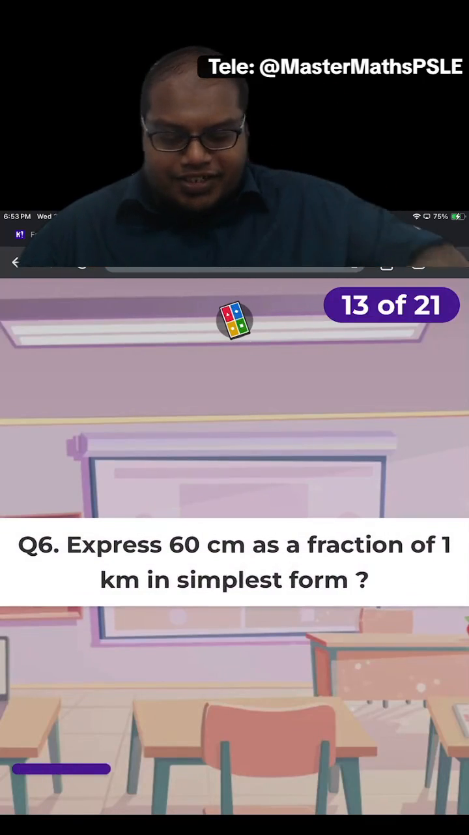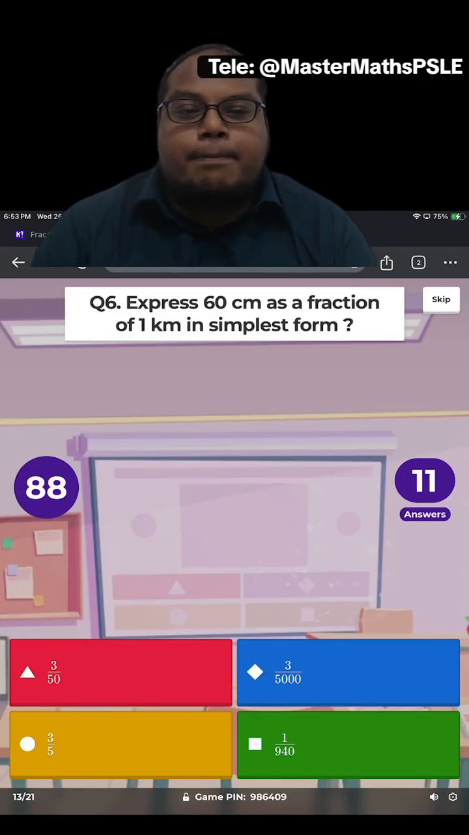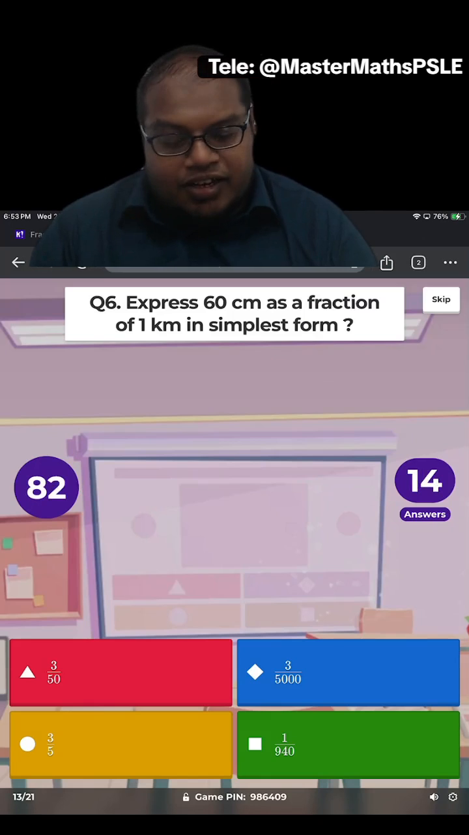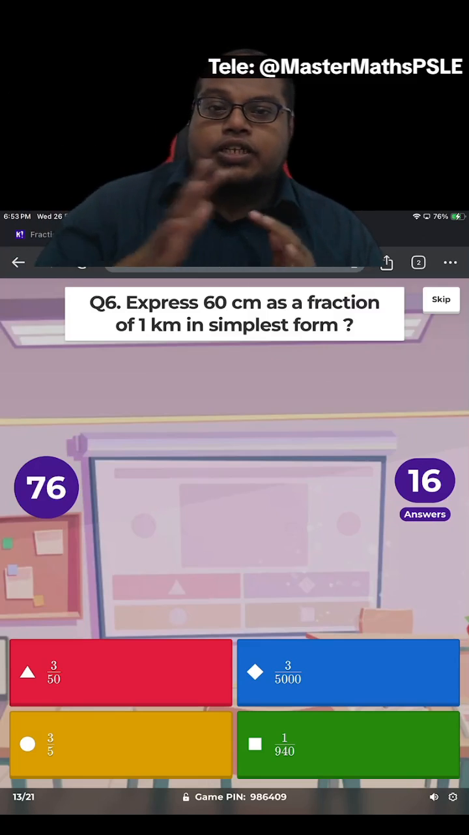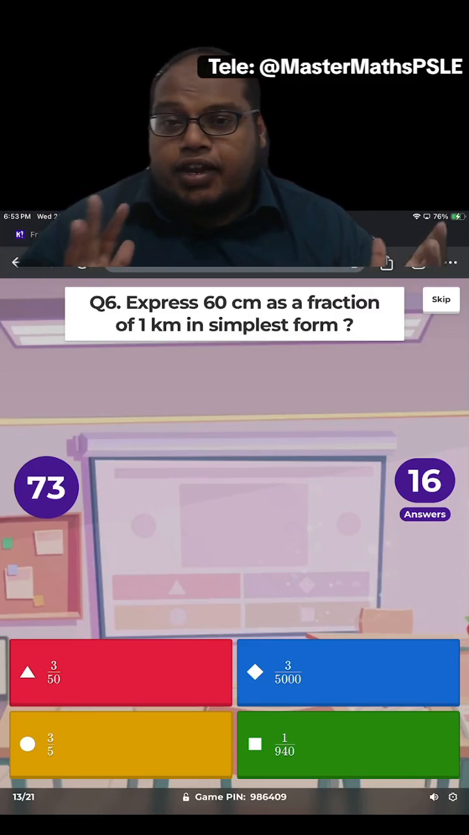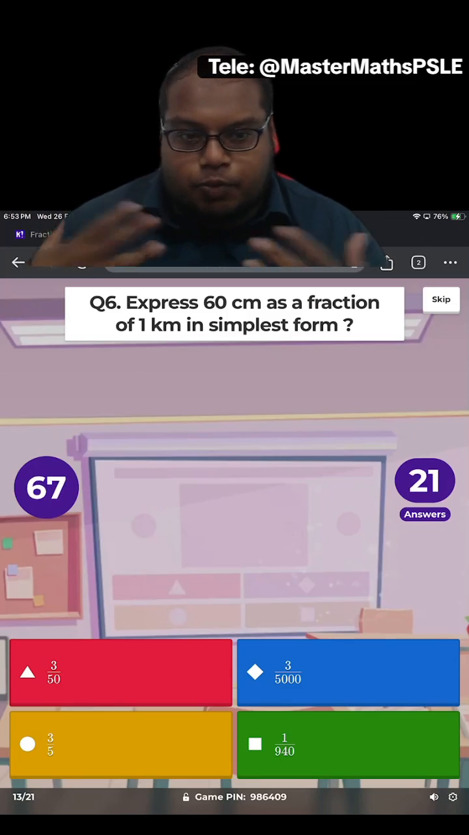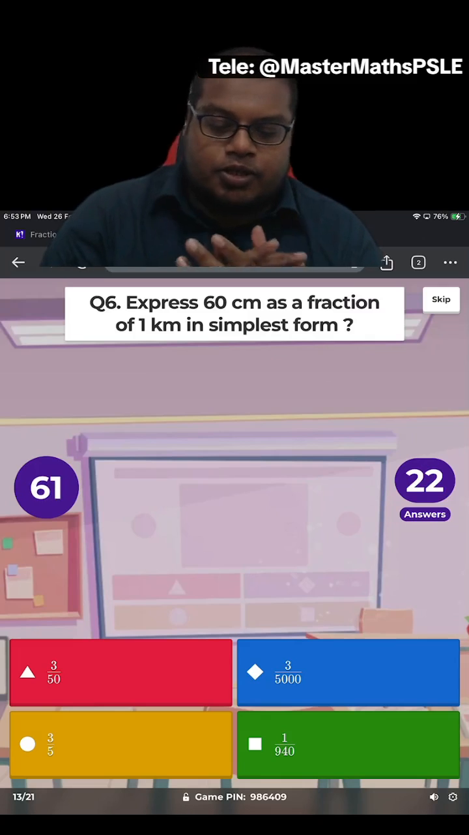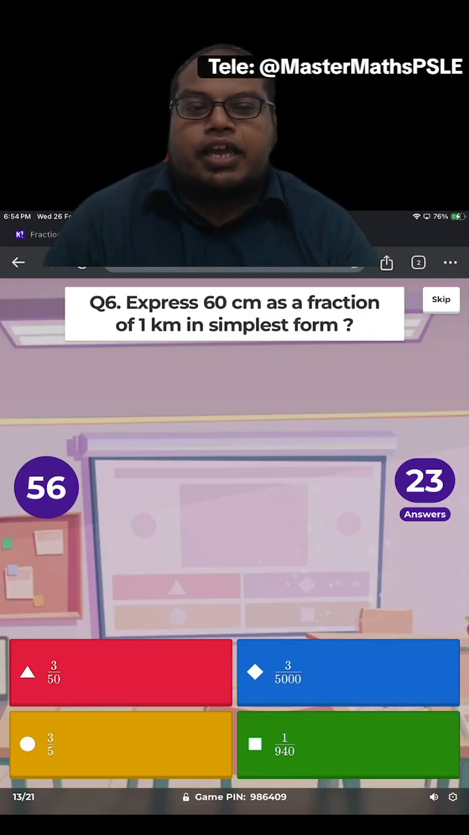Express 60 cm as a fraction of 1 kilometer in simplest form. 12 of you already answered. So which one? Expressing 60 cm as a fraction of 1 kilometer. You see here, the units are different, right? What do you do when the units are different? Should you just proceed, or should you do something else first? What did my math teacher say about expressing something as a fraction of something?